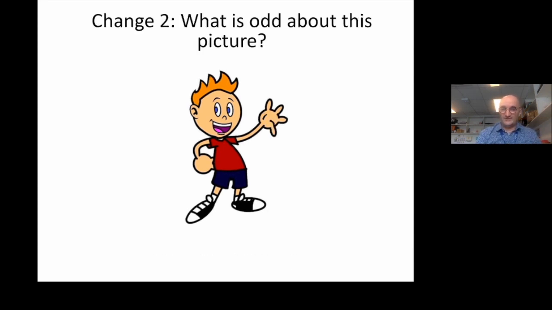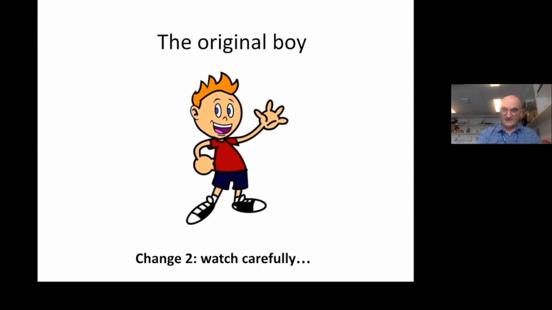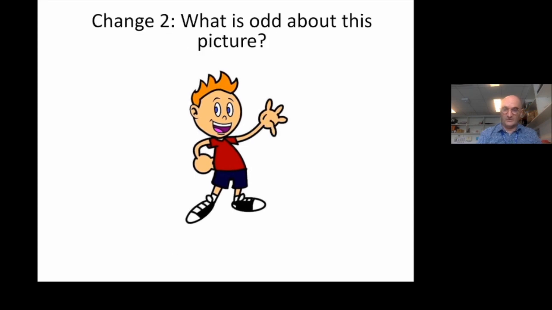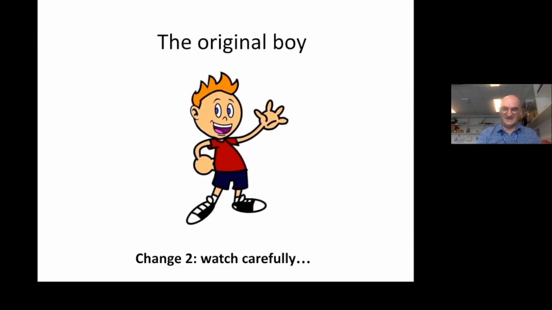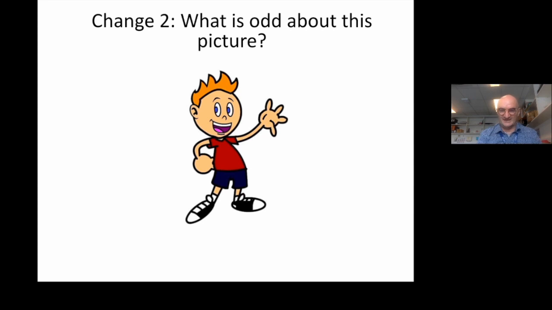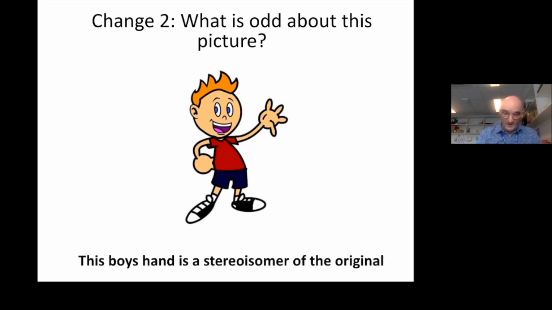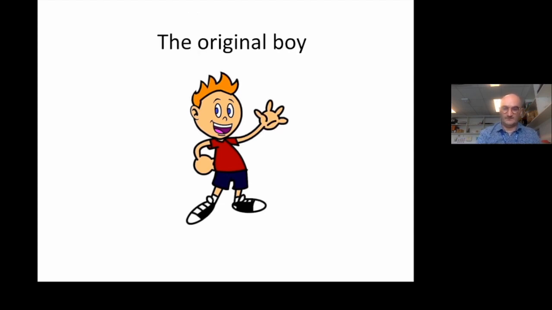Back to the original boy. Watch carefully what happens. Aha! What happened there? Well, you all saw that on his left hand that's saying hello, somehow his thumb moved from the top side of his hand to the bottom side of his hand. Okay, this boy's hand is now a stereoisomer. Oh, there's a lovely word. Stereoisomer of the original.